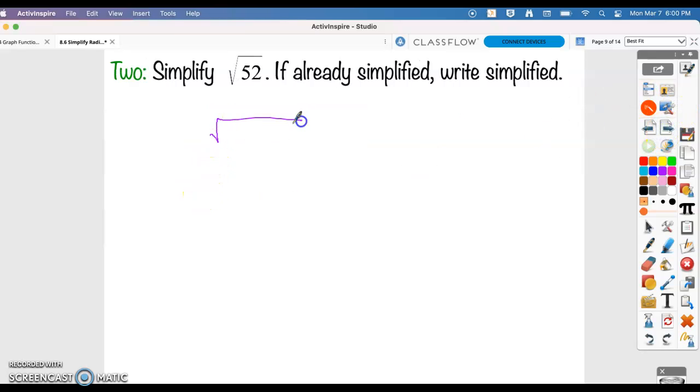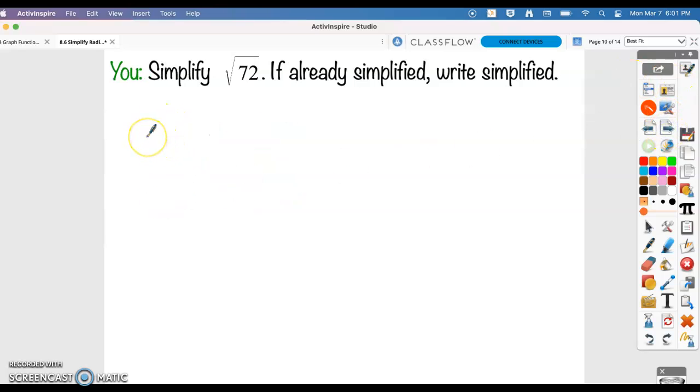Square root of 52, and again, I'm looking at that list, trying to find two numbers I can multiply to get 52, and it would be 4 times 13. Square root of 4 is 2. 13 is left inside the root.